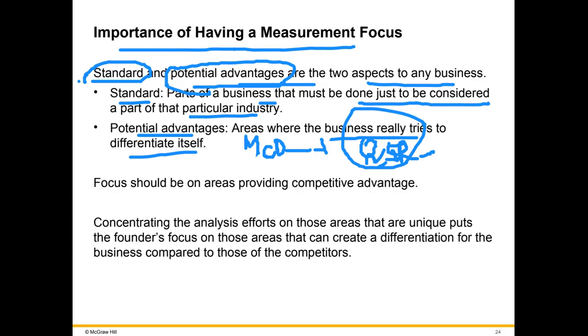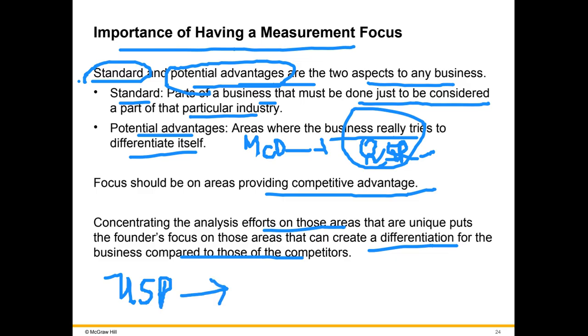Focus should be on areas providing competitive advantage, concentrating the analysis efforts on those areas that are unique. Put the founders' focus on those areas that can create differentiation for the business compared to the competitors. If you work on your differentiation, you make your product different from others. You can develop a unique selling proposition, which we call USP, and that can lead you to be a winner in the market.